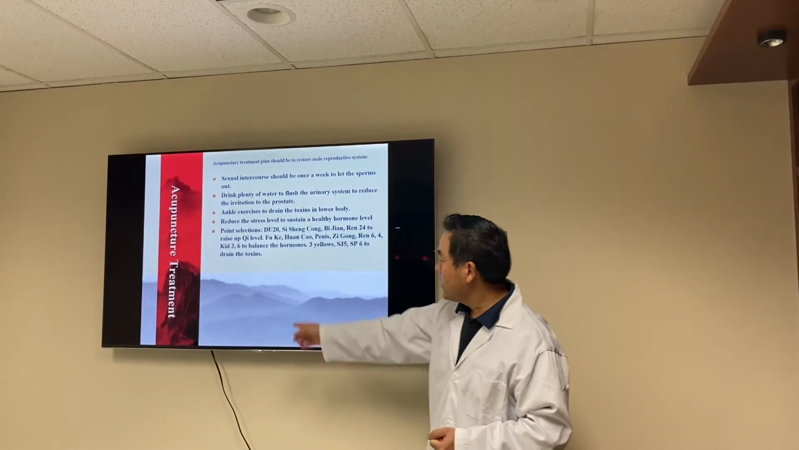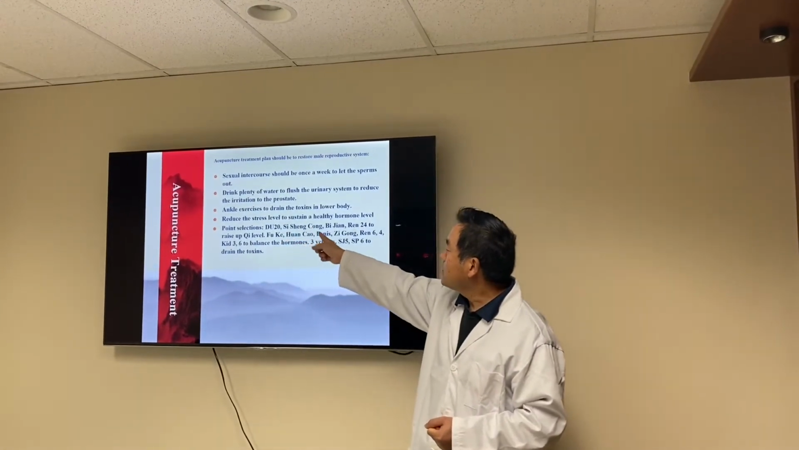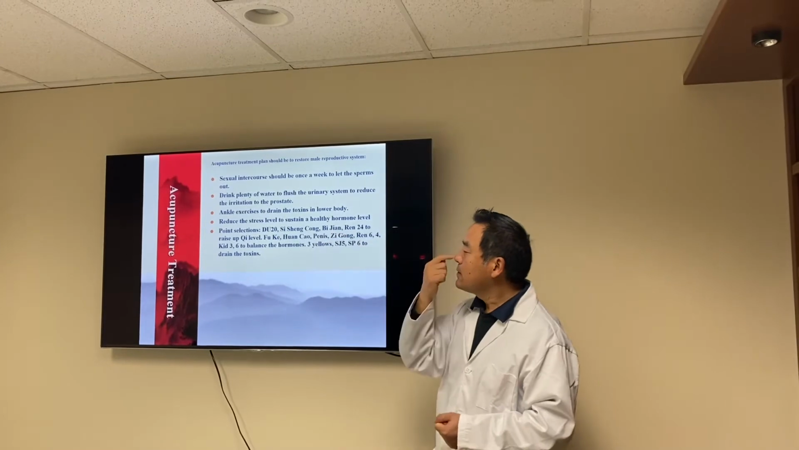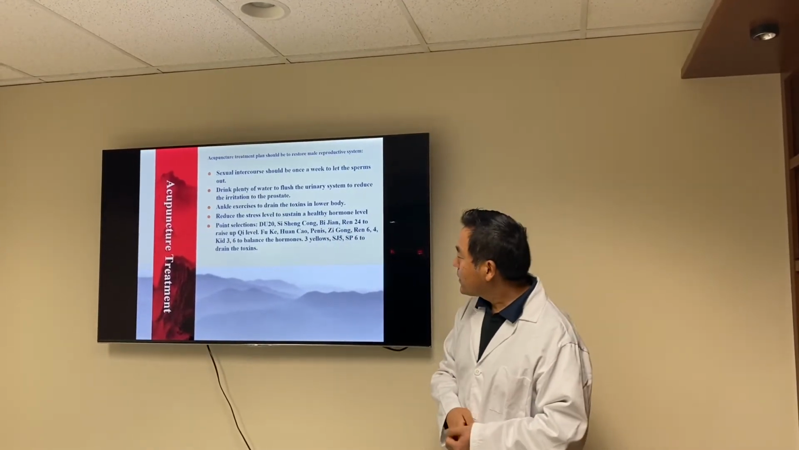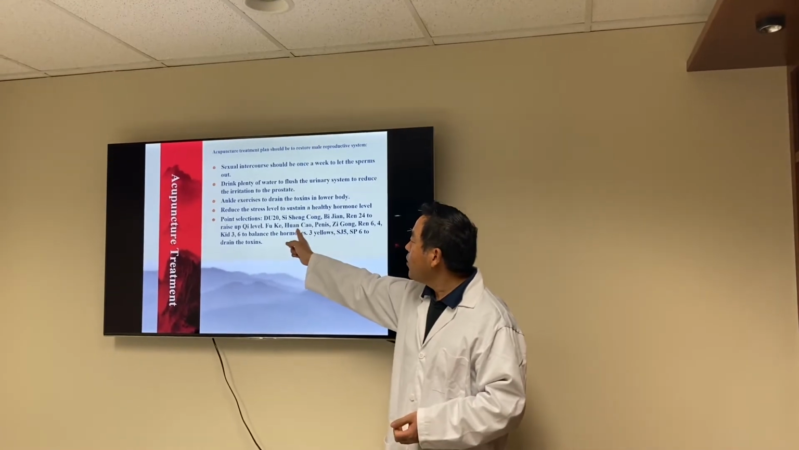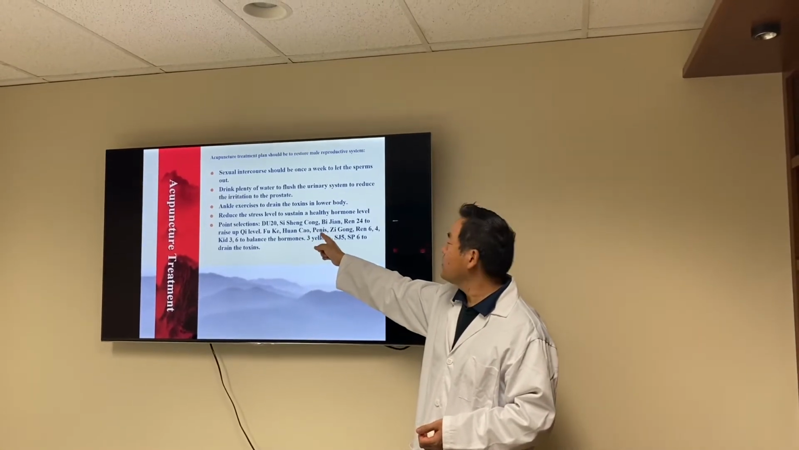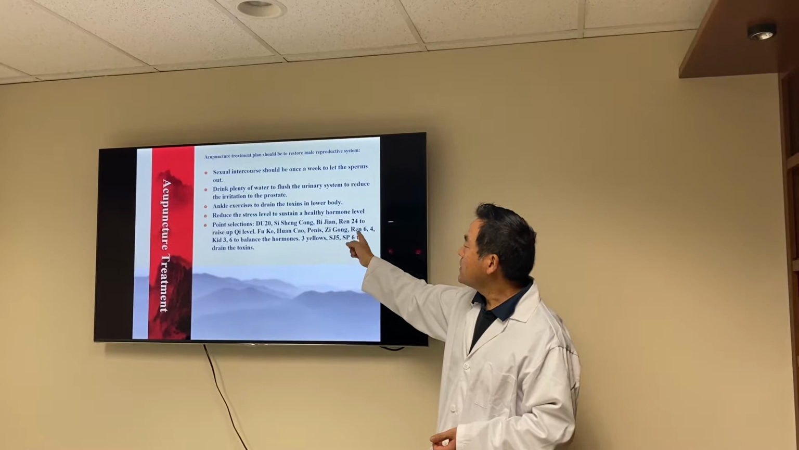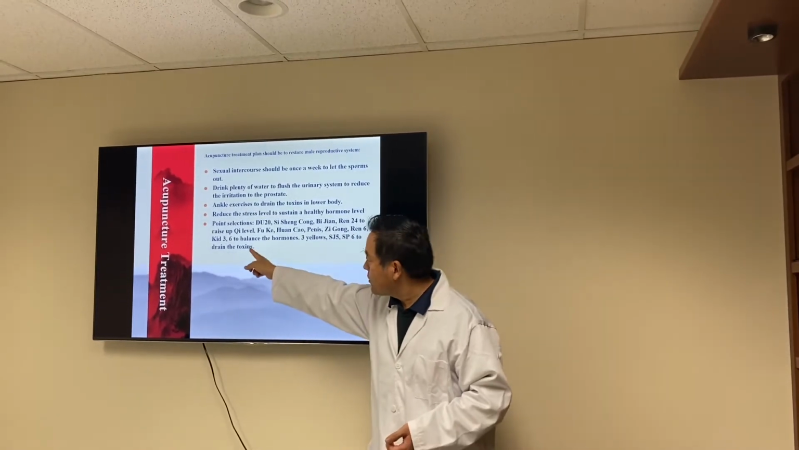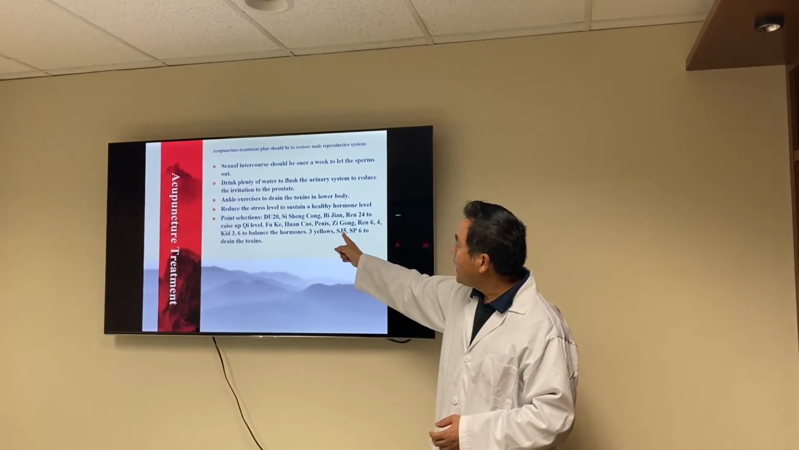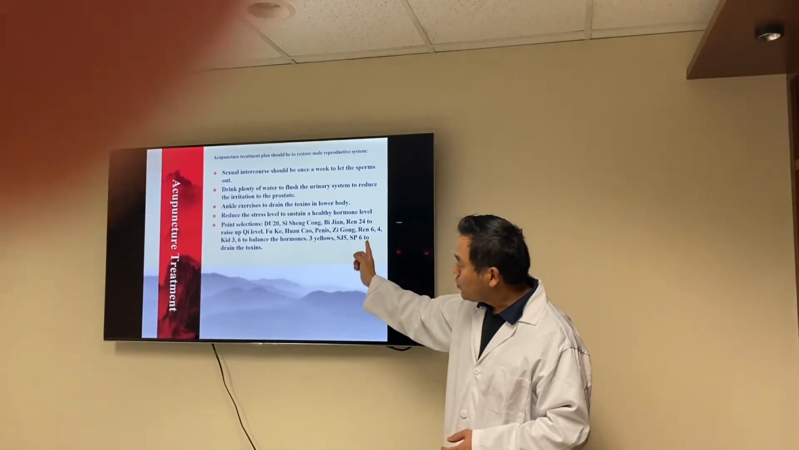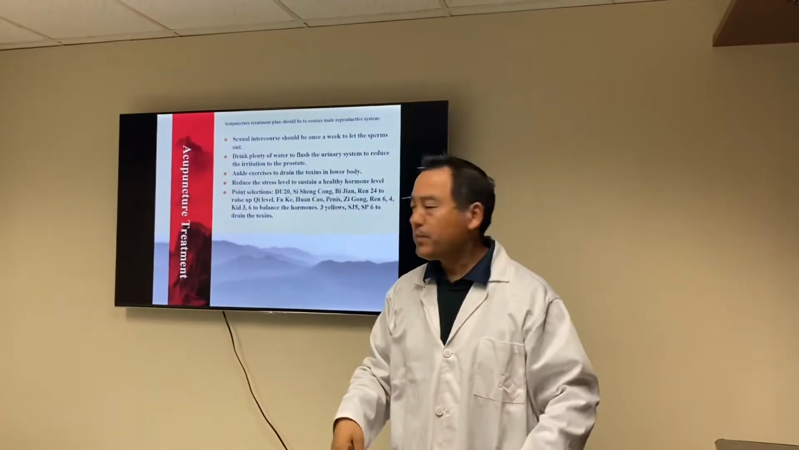Point selections: Du 20, 四神聪, 鼻尖, Ren 24 to raise up qi levels. Then 妇科环槽, penis, these are Richard Tan's points. 子宫, Ren 6, Ren 4, and Kidney 3, 6 to balance the hormones. San Jiao 5 and Spleen 6 to drain the toxins.